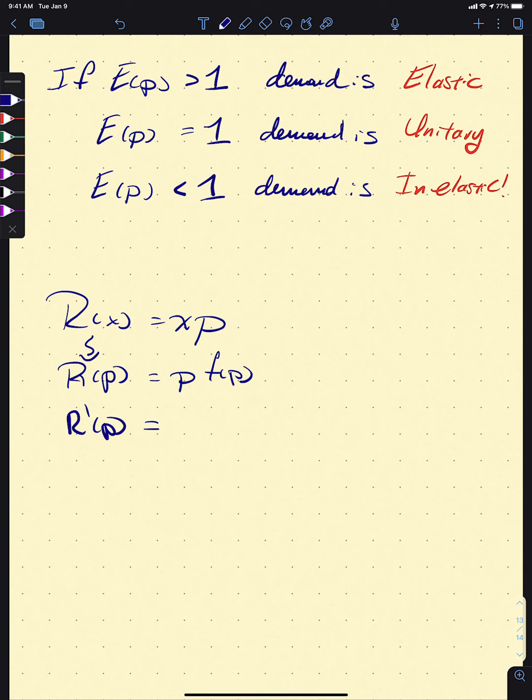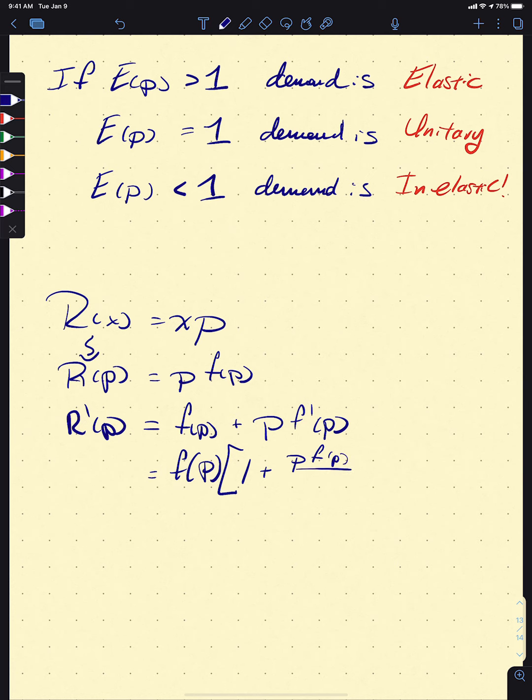When we take the derivative, we need to use the product rule. First, the derivative of P is 1, multiplied by F of P. Then we add P times F prime of P. But now notice, if we factor an F of P out of here, we get 1 plus P F prime of P over F of P, which is precisely the negative of my elasticity of demand.